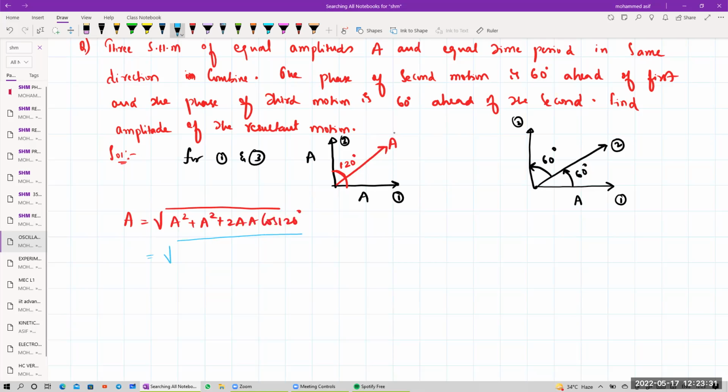Minus 1 by 2, right? Yes sir. This will be equal to a square plus a square plus 2a square into minus 1 by 2. Minus 1 by 2 means the 2 cancels. What does this become? Under root of 2a square, minus minus, this will become for me minus a square. 2a square minus a square is nothing but under root of a square. That means the resultant will be equal to a.